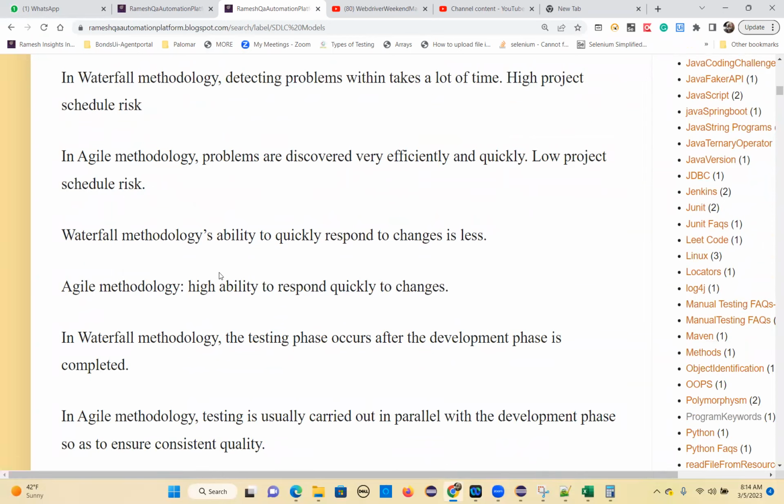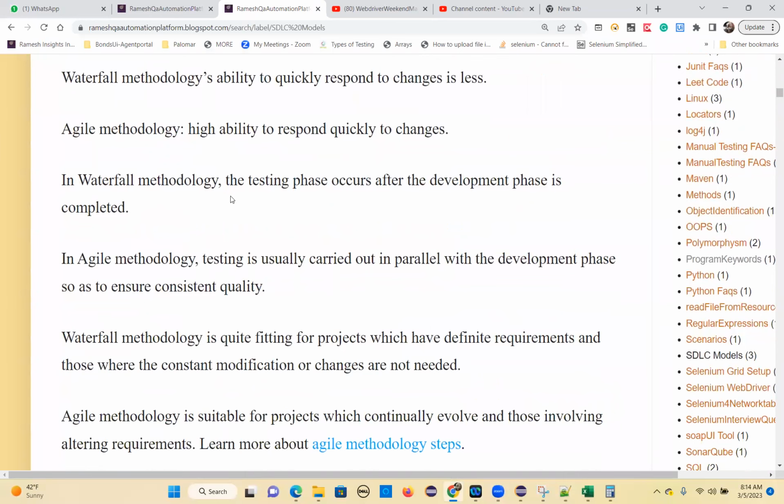Waterfall methodology's ability to quickly respond to changes is less. If any change happens, there is no chance of a change request being accepted in the middle. Beyond the analysis phase, no requirement changes are accepted at all. But in Agile methodology, anytime you have to accept the requirement change. In waterfall methodology, the testing phase occurs after the development phase is completed. In Agile methodology, testing is usually carried out in parallel with the development activities.